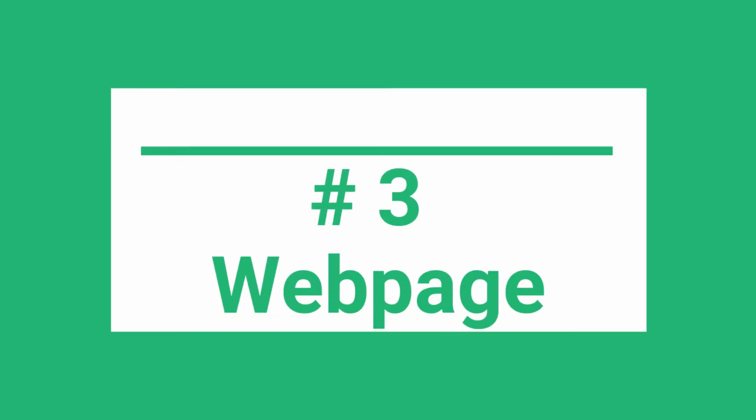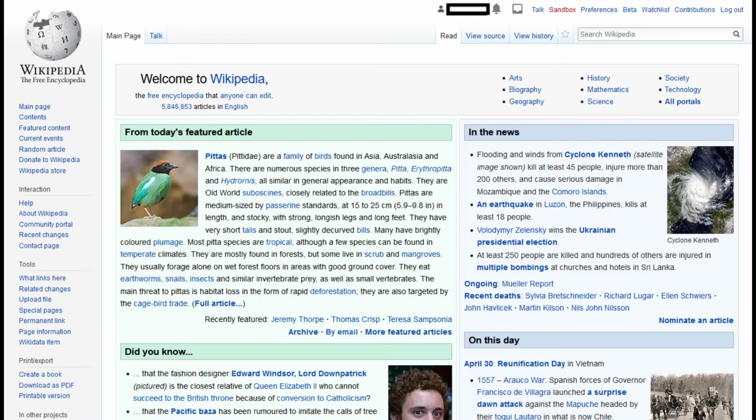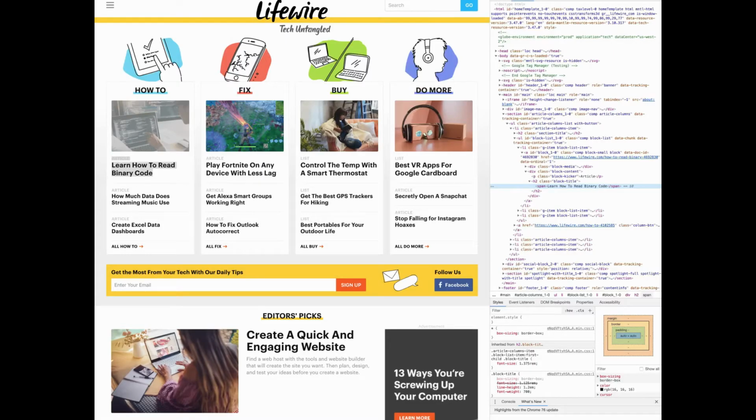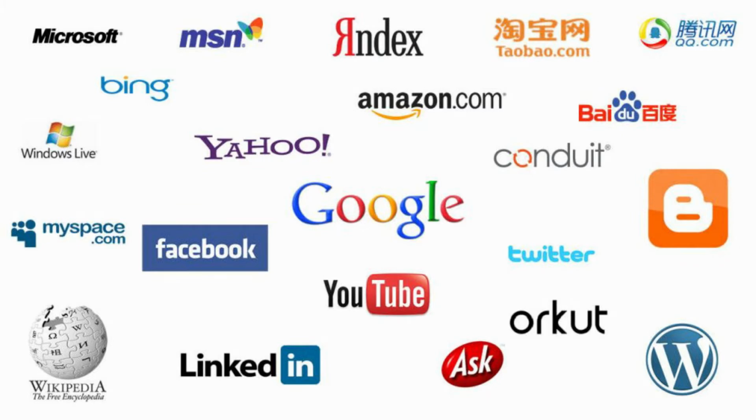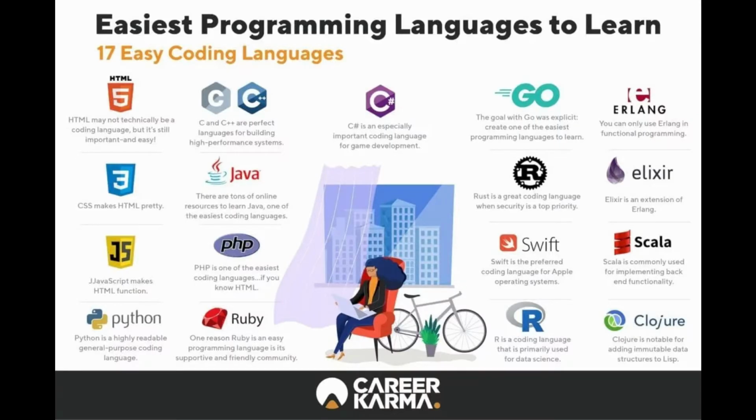Number three, web page. Web pages are what make up the World Wide Web. These documents are written in HTML, or what we call the hypertext markup language, and are translated by your web browsers. Web pages can either be static or dynamic. Static pages show the same content each time they are viewed. Dynamic pages have content that can change each time they are accessed. Some pages are typically written in scripting languages, such as PHP, Perl, ASP, or JSP.